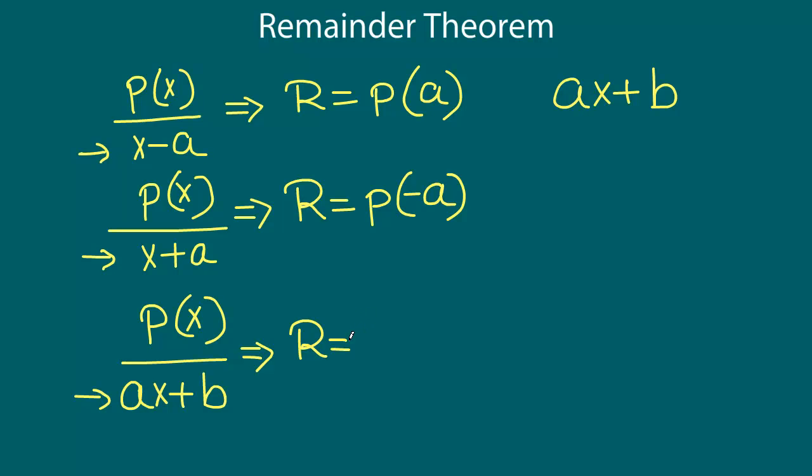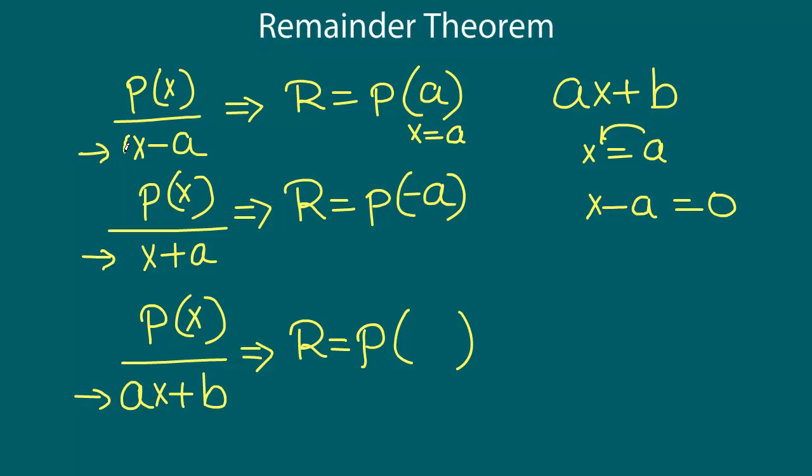So the question is, in this case, we want to find out the value of the polynomial at a certain value of the variable, but what is the value of the variable? One way to think about that is, if you go back to the first scenario, when x minus a is the denominator, we try to find out the value at x equals a, right? So we can think of it as x equals a. If you bring the a on the other side, we get x minus a equals 0. In other words, x minus a and x minus a.